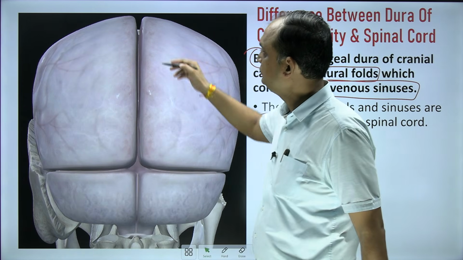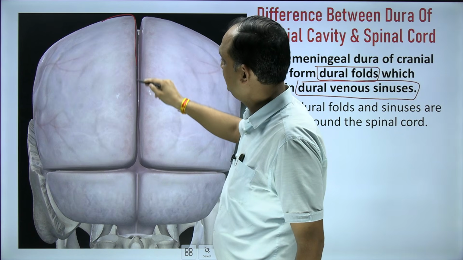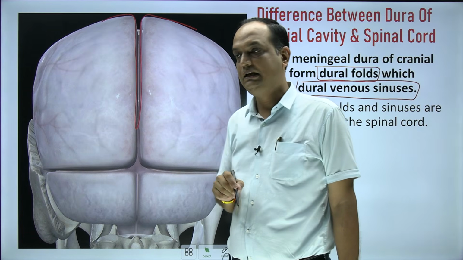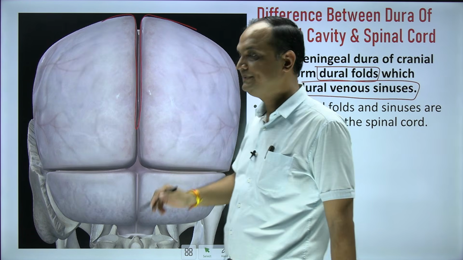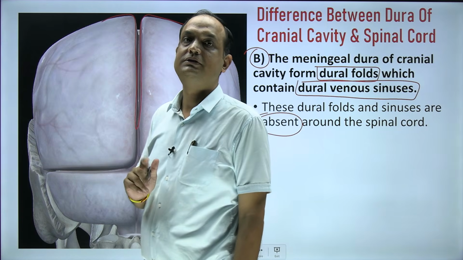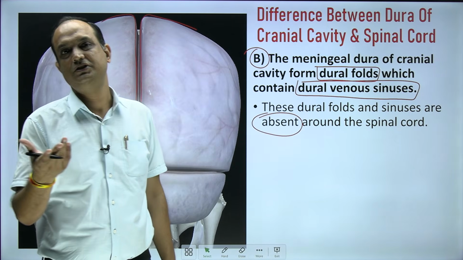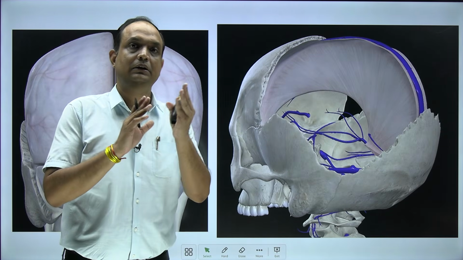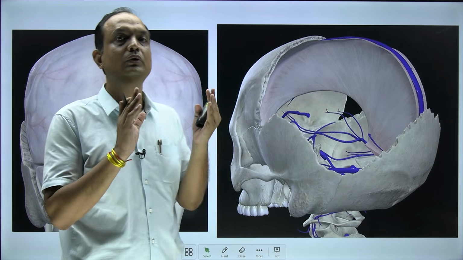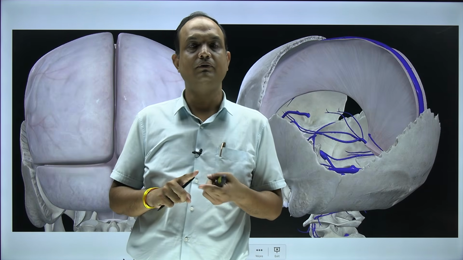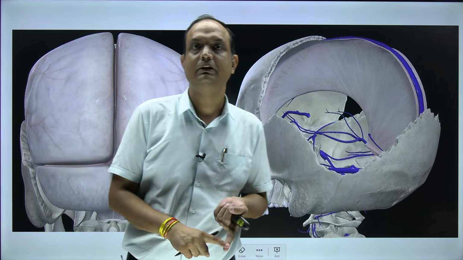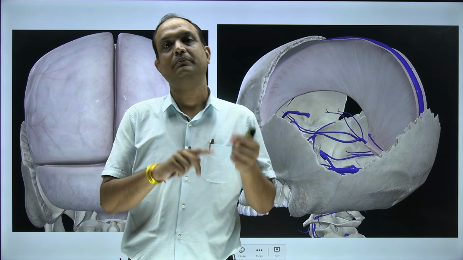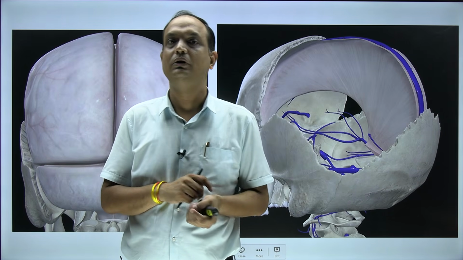So here in this image you can see the folding occurs, and this folding is a feature around the brain in the cranial cavity, and such foldings are absent around the spinal cord. It is formed by the meningeal layer of dura mater. Clear? So whenever you are reading the dura mater particularly, you have two differences. One difference is that the dura around the cranial cavity is bilayered. You have an outer endosteal and an inner meningeal layer, and the meningeal layer will show the foldings and dural venous sinuses.